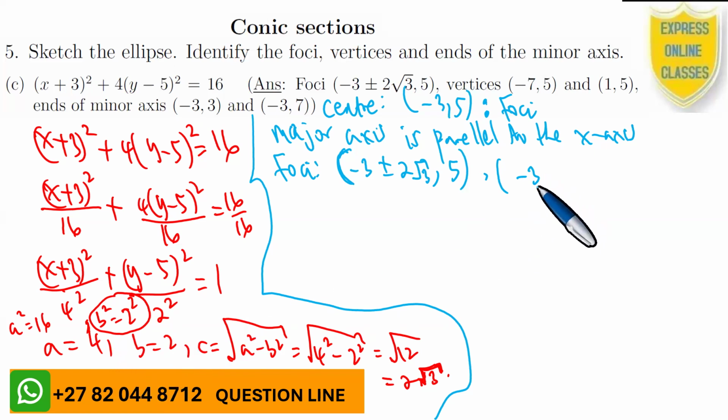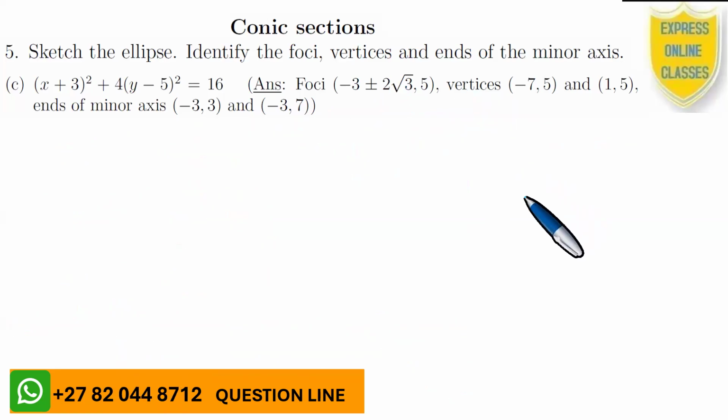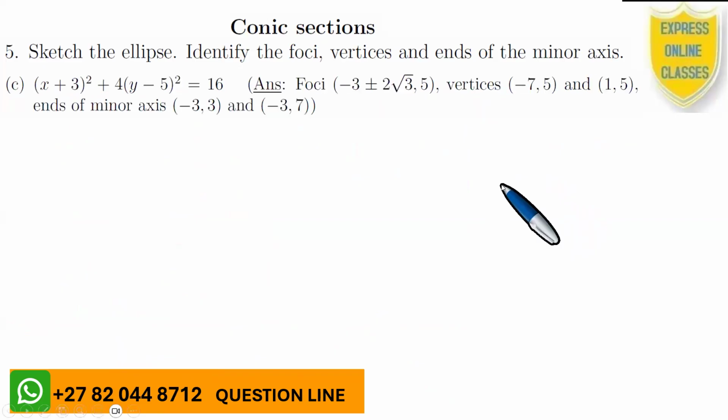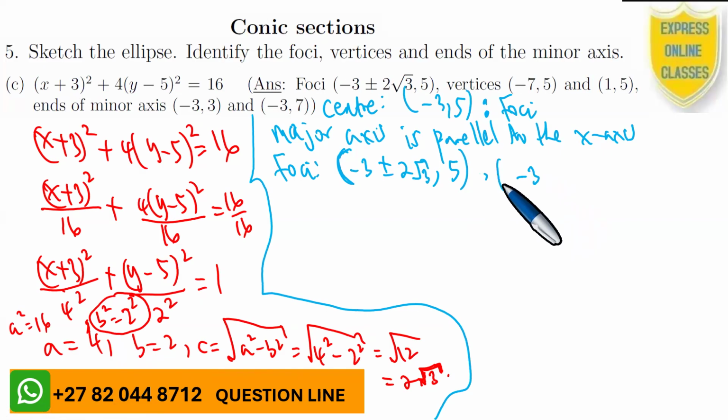So at this point, in the same way that you're able to get the vertices here, you're going to get them the same way. So you're going to add or subtract. Right. Okay, that's a good question.